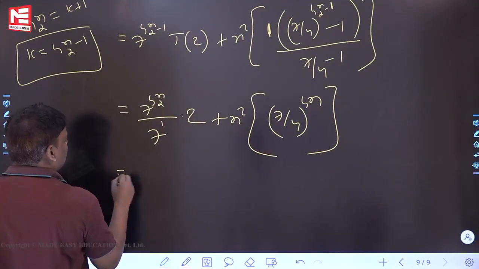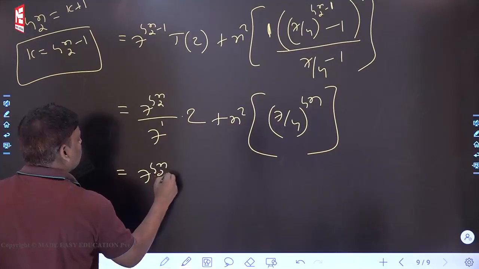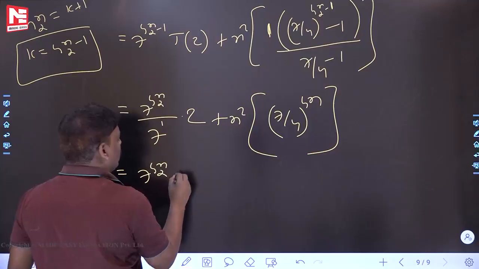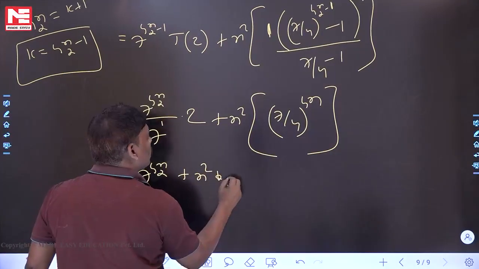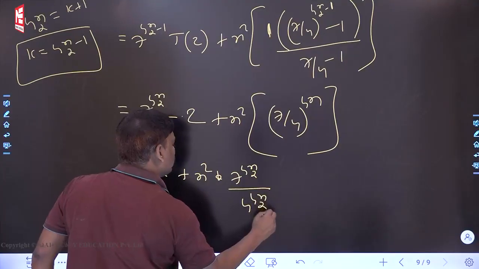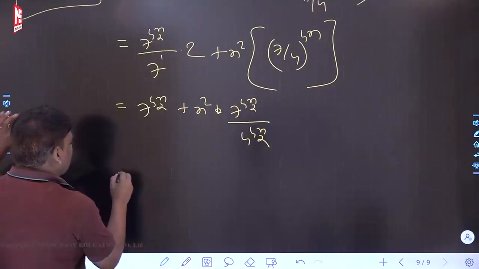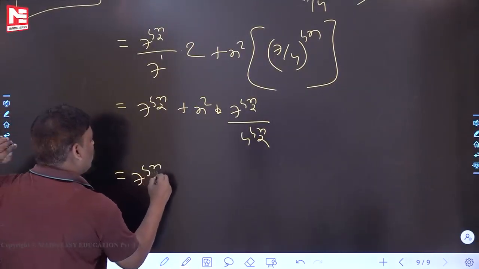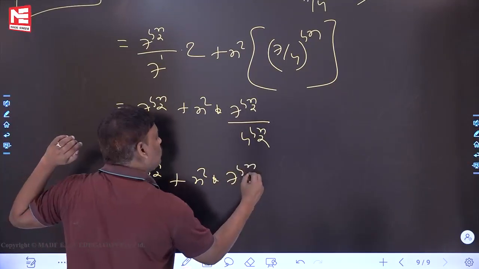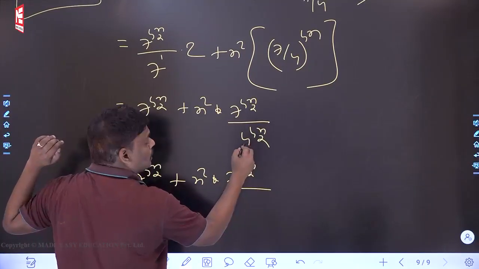This can be written as 7 power log n base 2. Forget about the small constant, this constant, this is also a constant, plus n square into what is the answer? 7 power log n base 2 by 4 power log n base 2. This can be written as 7 power log n base 2 plus n square into 7 power log n base 2 by everyone. Now this can be written as 4.